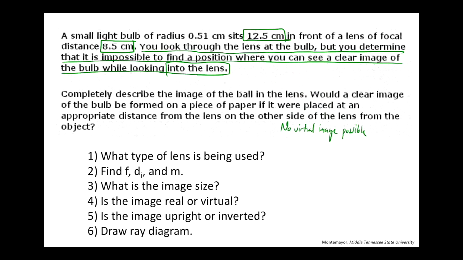So let's write that down. We have a real image when the object is beyond F, the focal position or the focal point, which means this must be a converging lens just by deducing what's happening based on our options. So that answers part one. Yay. That was exciting. Okay?